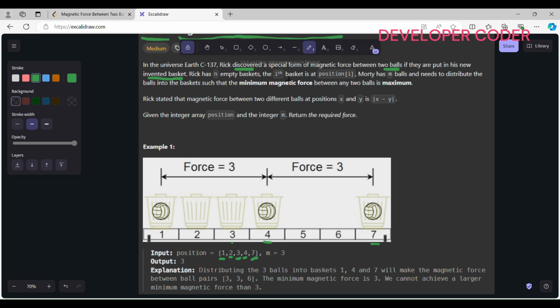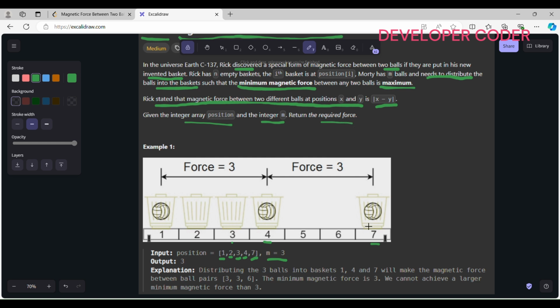The ith basket is at the position i, and Morty has m balls. Morty has m balls and needs to distribute the balls into the baskets such that the minimum magnetic force between any two balls is maximum. Rick stated that the magnetic force between two different balls at position x and y is nothing but the absolute of x minus y. So we are given an integer array position and the integer m, and we have to return the required force.